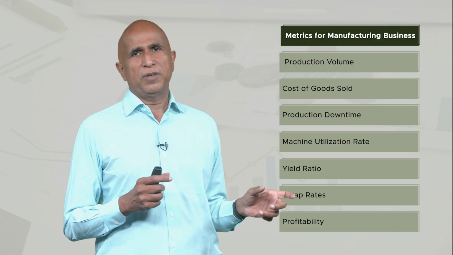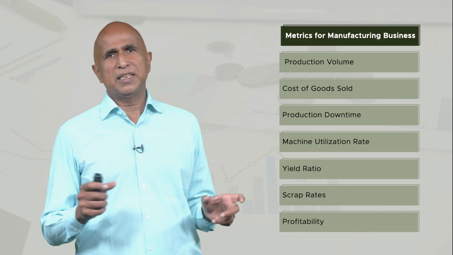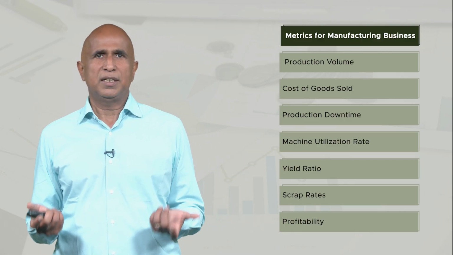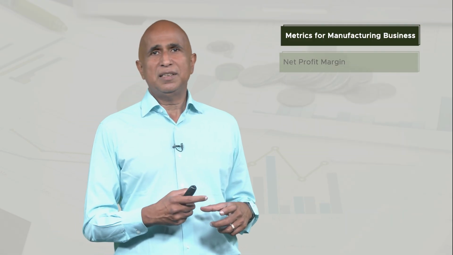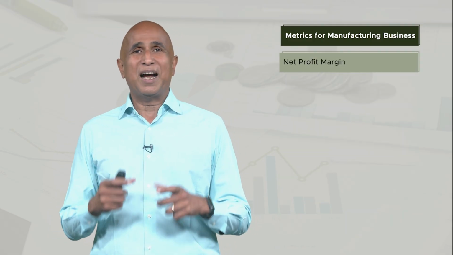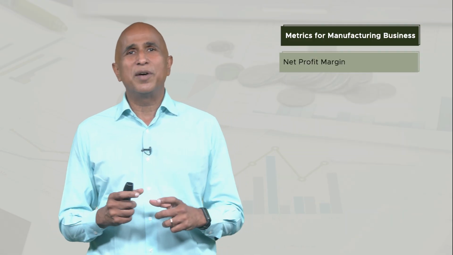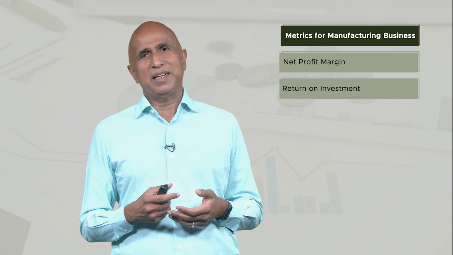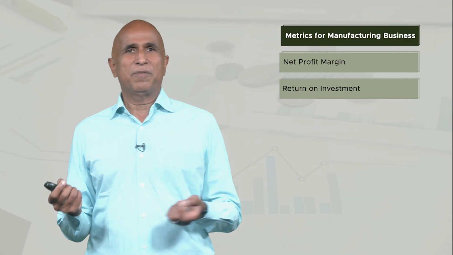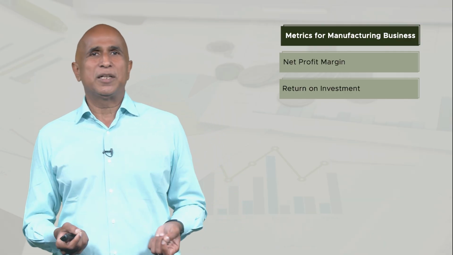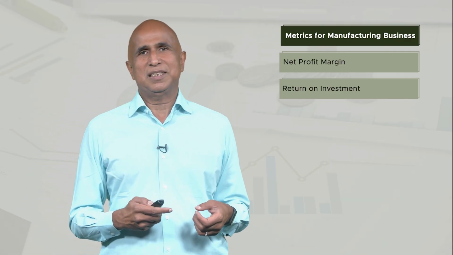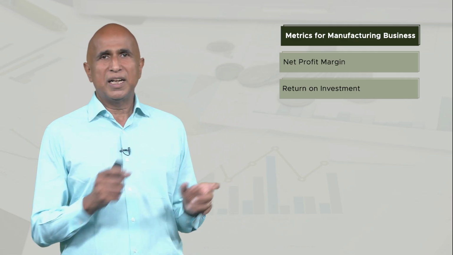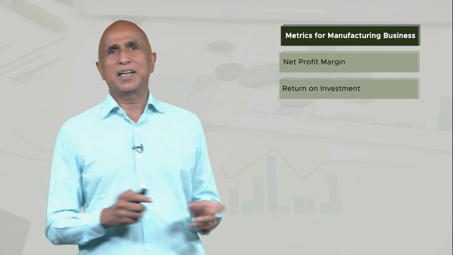What is the gross profit margin? Gross profit margin is nothing but the revenue minus the cost of goods sold. Net profit margin is what is the net profit after you take into account all the overheads and costs. Return on investment is another metric which measures the profitability. For every rupee that you invested, what is the return the business is getting. These provide insights into the company's ability to generate profit from manufacturing activity.